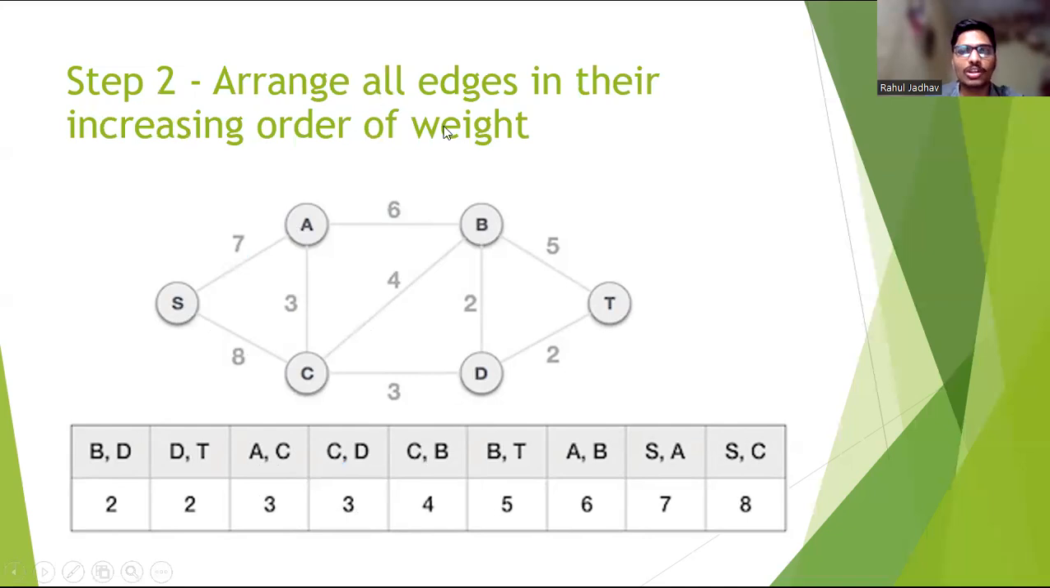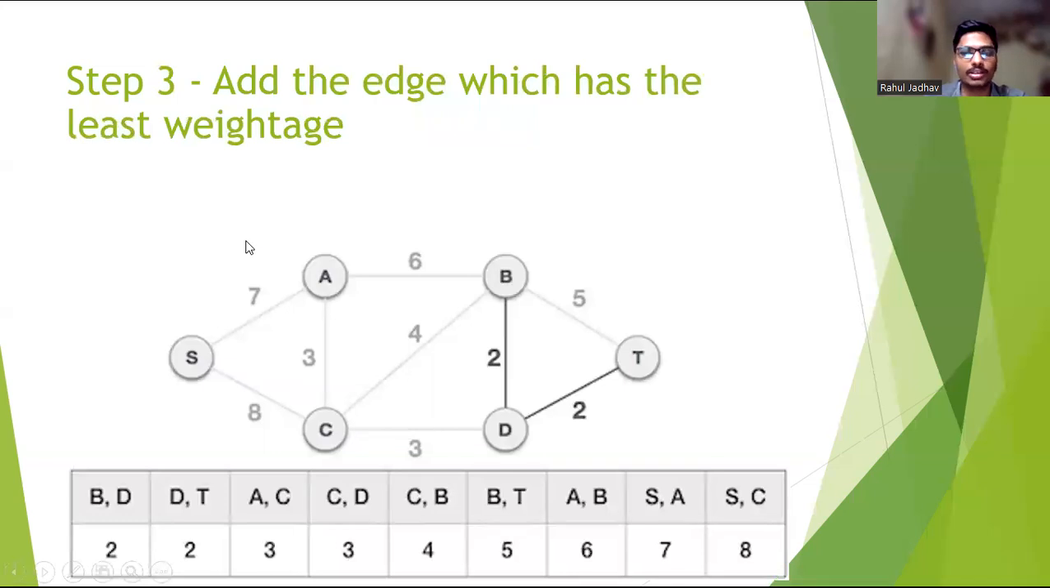After arranging all the edges in increasing order of weight, we start with the minimum, the least weight cost, and select the edge with its nodes. Currently we can see the first edge is B to D, with the edge cost 2. So we select it and add it to the result. After that, D to T: we haven't visited vertex T until now, so we also add this to the result.